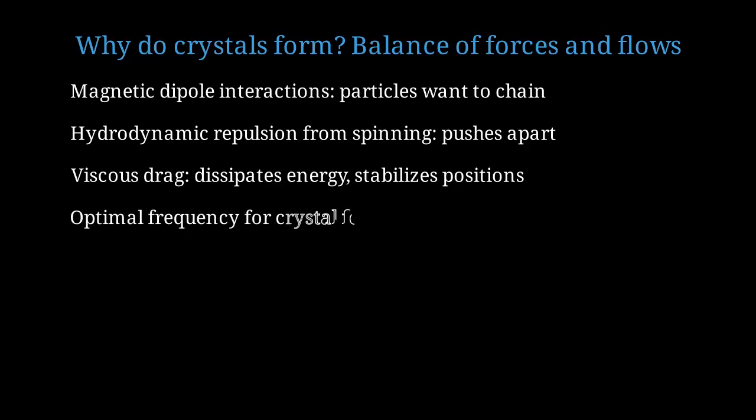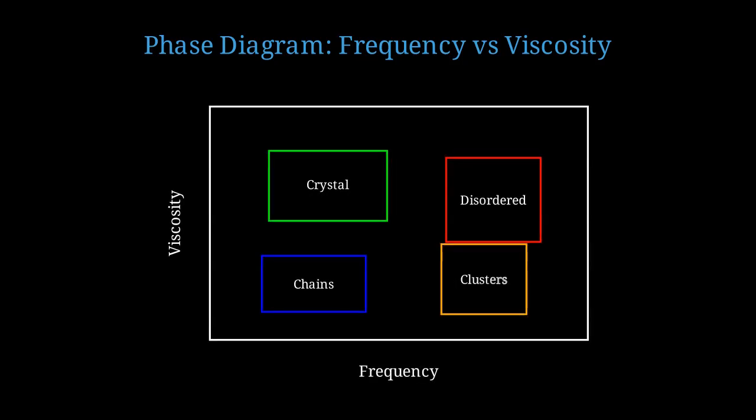There's an optimal spinning frequency where these three effects balance perfectly, leading to stable crystal formation. We can map out a phase diagram showing when crystals form as a function of spinning frequency and fluid viscosity. This simplified phase diagram shows different regions. The green region is where stable crystals form. Red is disordered fluid. Blue shows chain formation. Orange shows clustering. The boundaries depend on particle size and concentration.